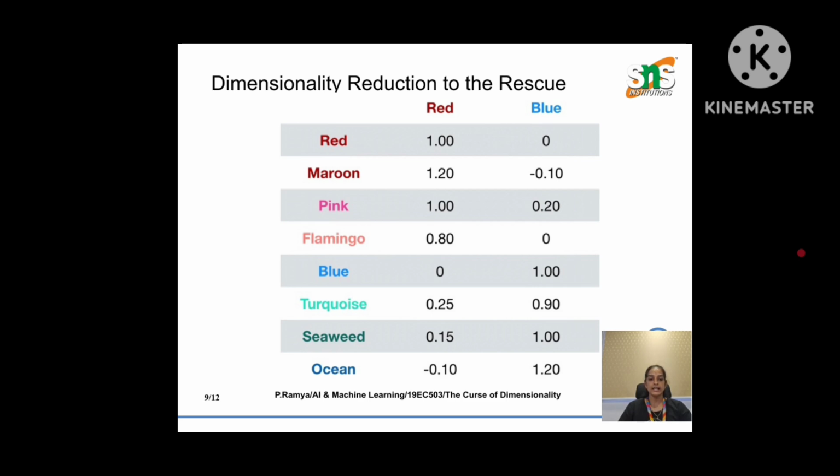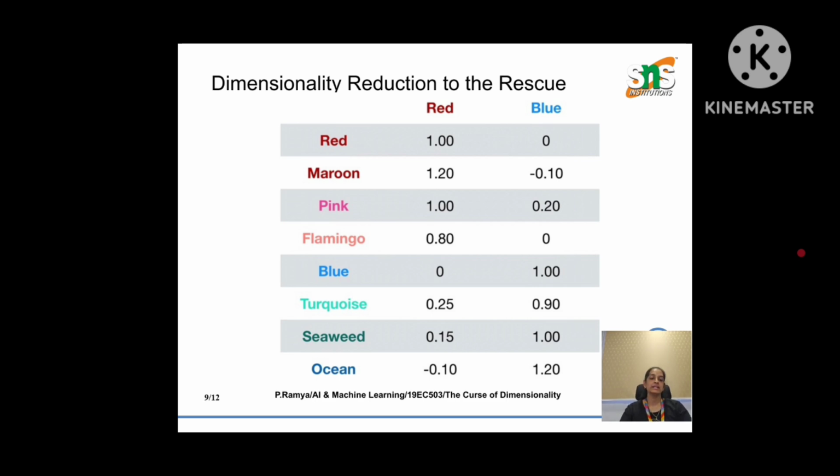So, in our candy example, we realize that all colors can be represented using just two hidden variables, red exposure and blue exposure. So every color, whether it's a maroon, pink, turquoise or ocean, can be expressed as a mix of red and blue intensities. By converting the data into these latent features, we reduce 8 color features into 2.